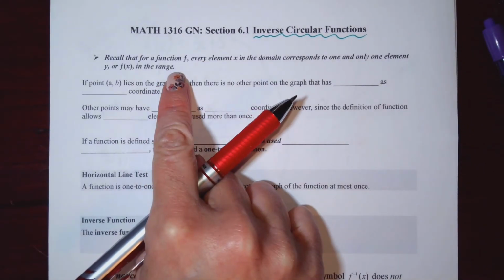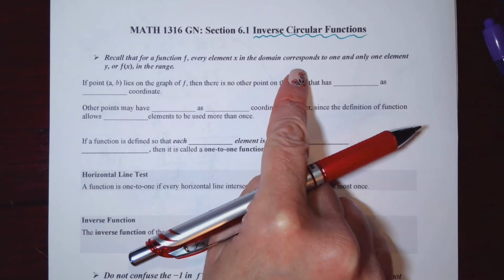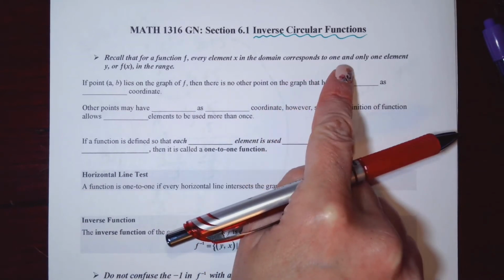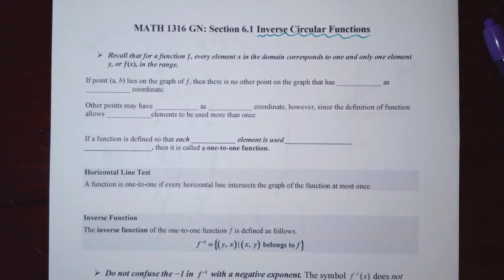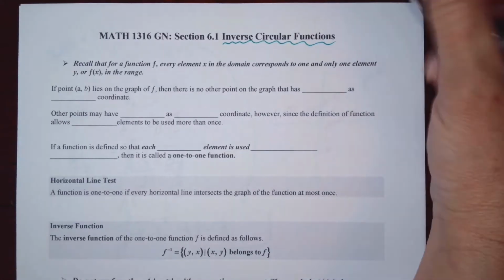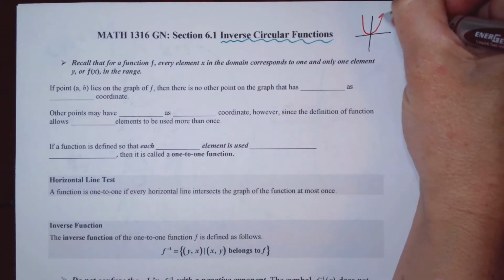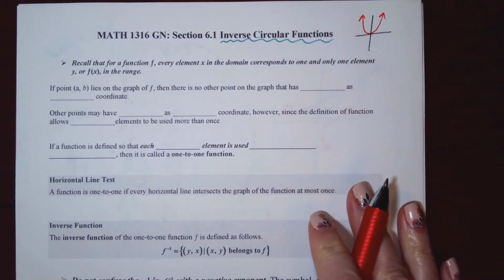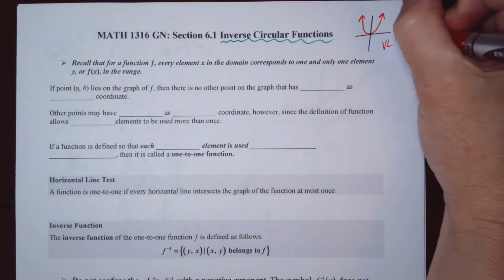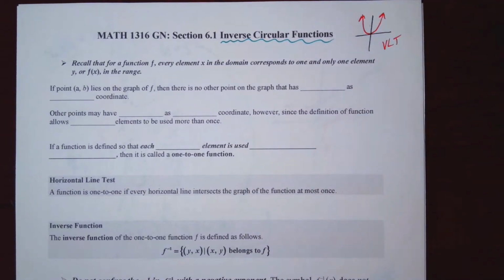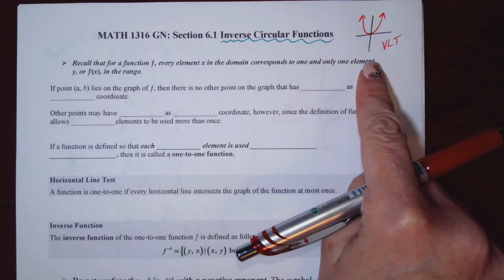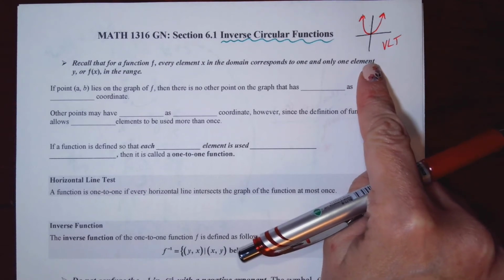Recall that for a function f, every element x in the domain corresponds to one and only one element in the range if it's a function. Basically, that's our vertical line test. And here's a quadratic function. It passes my vertical line test. Well, if I want to invert this and have the inverse be a function, it can't just be a function. It has to start out as a one-to-one function.